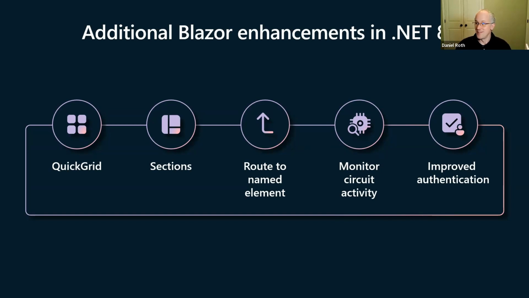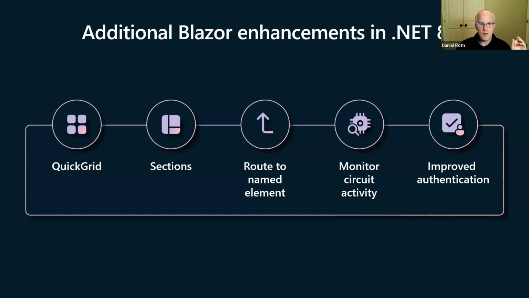Now, that's not all we did in .NET 8. We also have a bunch of additional framework enhancements and features that you can use to make your Blazor apps even better and be more productive. QuickGrid is our fast and functional data grid component that we previewed initially with .NET 7. It is now available out of the box with .NET 8. It is stable, so you have a data grid control that you can just use right included with Blazor.